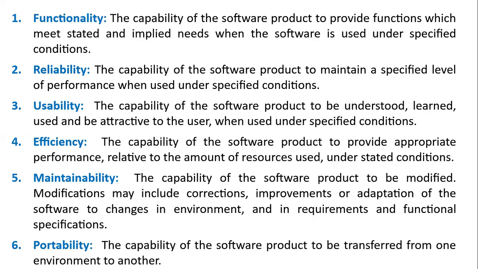Fourth one is the efficiency, the capability of a software product to provide appropriate performance relative to the amount of resources used under the stated conditions. Fifth one is the maintainability, the capability of a software product to be modified. Modification may include correction, improvement, or adaptation of the software to changes in environment and in requirements and functional specifications. Sixth one is the portability, the capability of a software product to be transferred from one environment to another.